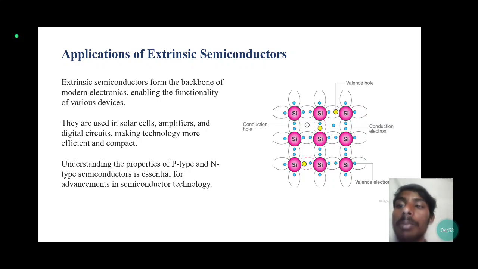Understanding the properties of P-type and N-type semiconductors is essential for advancements in semiconductor technology.